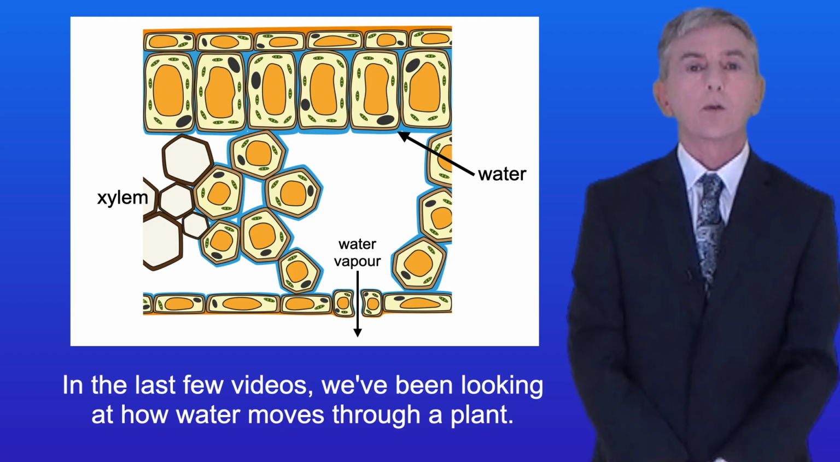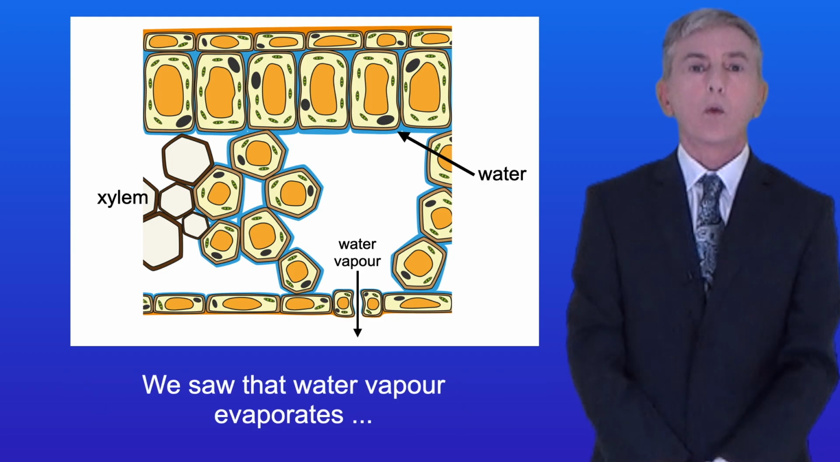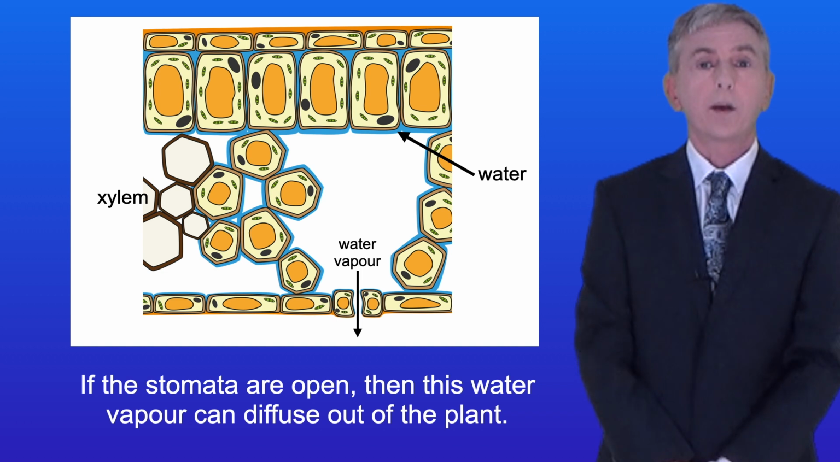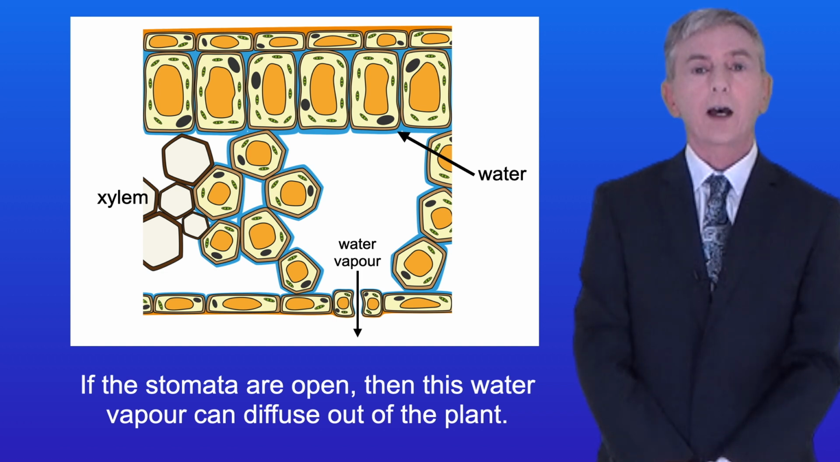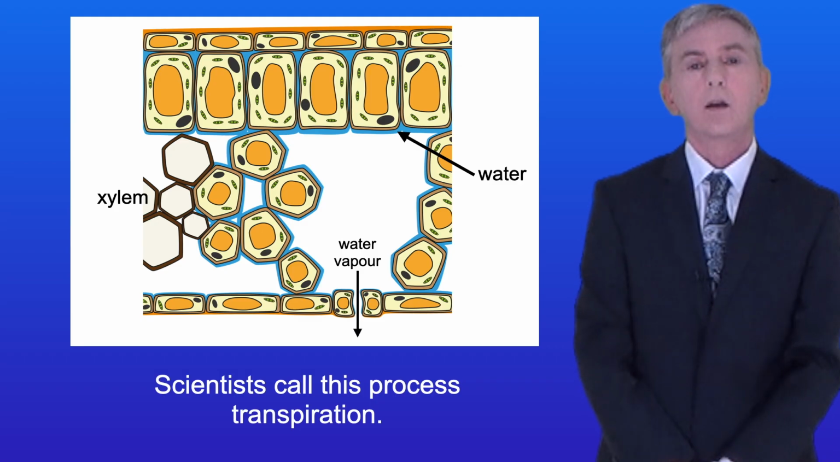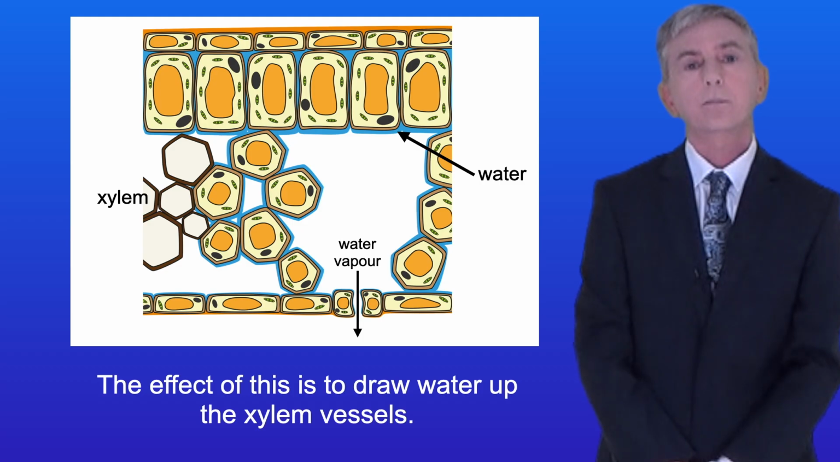In the last few videos, we've been looking at how water moves through a plant. We saw that water vapour evaporates from the moist surfaces of cells inside the leaf, and if the stomata are open, then this water vapour can diffuse out of the plant. Scientists call this process transpiration, and the effect of this is to draw water up the xylem vessels.